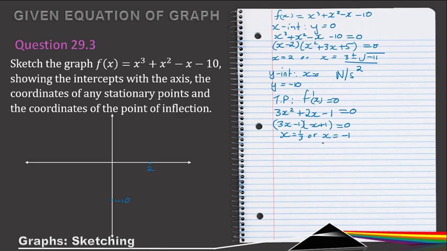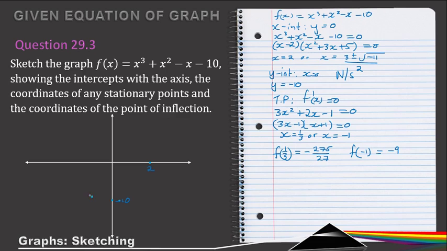Alright, so substituting those values into the original graph, this then gives me -275 over 27, and substituting in -1, I get -9. Okay, so now I can easily plot those.